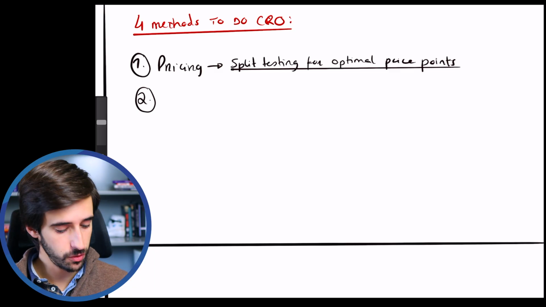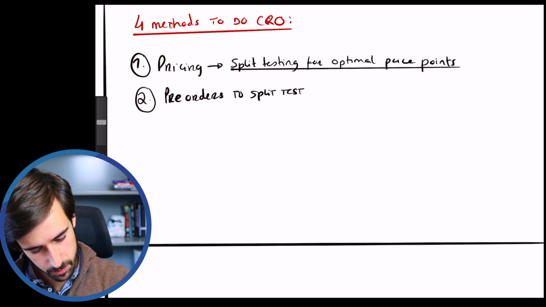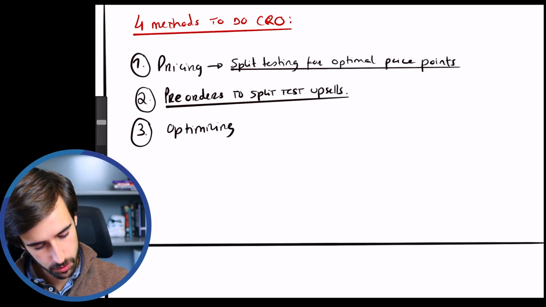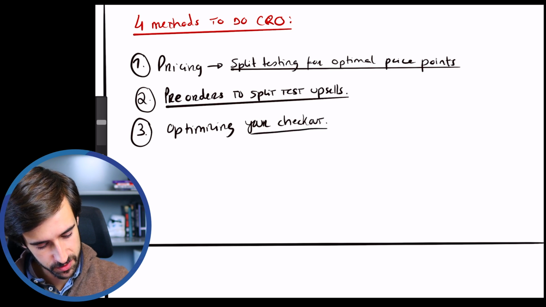The second strategy that we're going to talk about has to do with split testing different products to upsell and downsell in your funnel. So what we're going to do is we're going to use pre-orders to split test upsells. The third thing that we're going to talk about has to do with optimizing your checkout. A lot of money is lost on the checkout. Sometimes you don't realize that there's a big drop off between your add to carts and your checkouts.